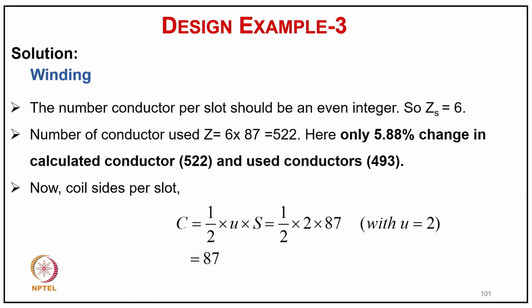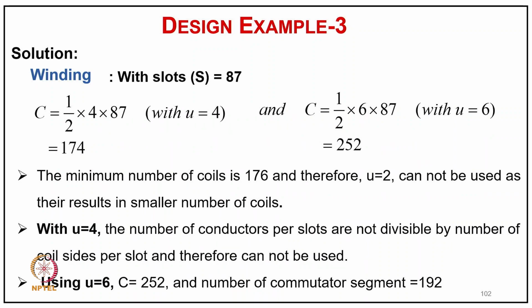Now the coil sides per slot is equal to mu, and the number of coils is half mu S. Putting the value with 87 slots, the coils become 174 or 261 or 522. So the minimum number of coils is 176, and therefore mu equal to 2 cannot be used as it results in a small number of coils. With mu equal to 4, the number of conductors per slot is not divisible by the number of coil sides, so it cannot be used. Hence the number of coils is equal to 252, and the number of commutator segments is 190.